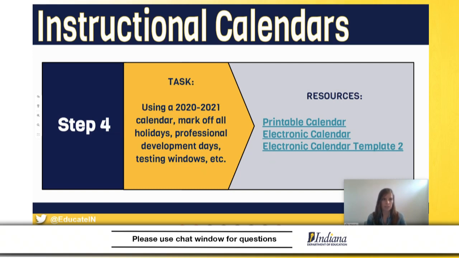If you have been in the classroom, or even just as leaders, you know that every single instructional day counts. Things come up all the time, and that's another instructional day missed. So in step 4, you're going to have a blank 2021 calendar, and then you're going to mark off all the holidays, professional development days, testing windows, etc.